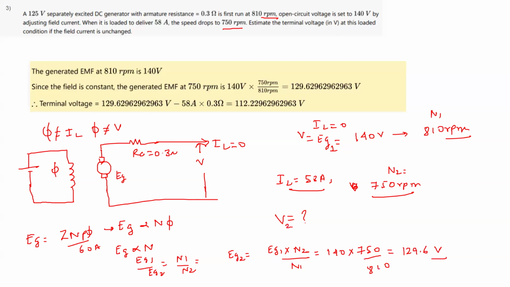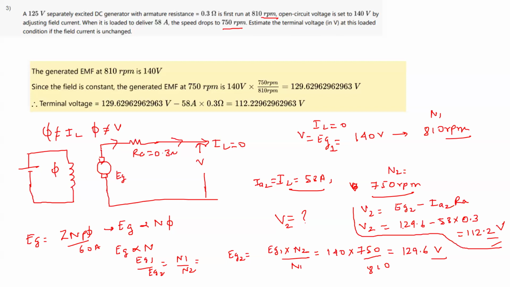Now what we have to find? We have to find V2. V2 is nothing but EG2 minus IA2 into RA. This IL is also equal to IA2 because it is series. So V2 will be nothing but 129.6 minus 58 into 0.3, so this will be 2.2 volt. Is there any doubt in this question? So this is how you can find the terminal voltage for the second case.